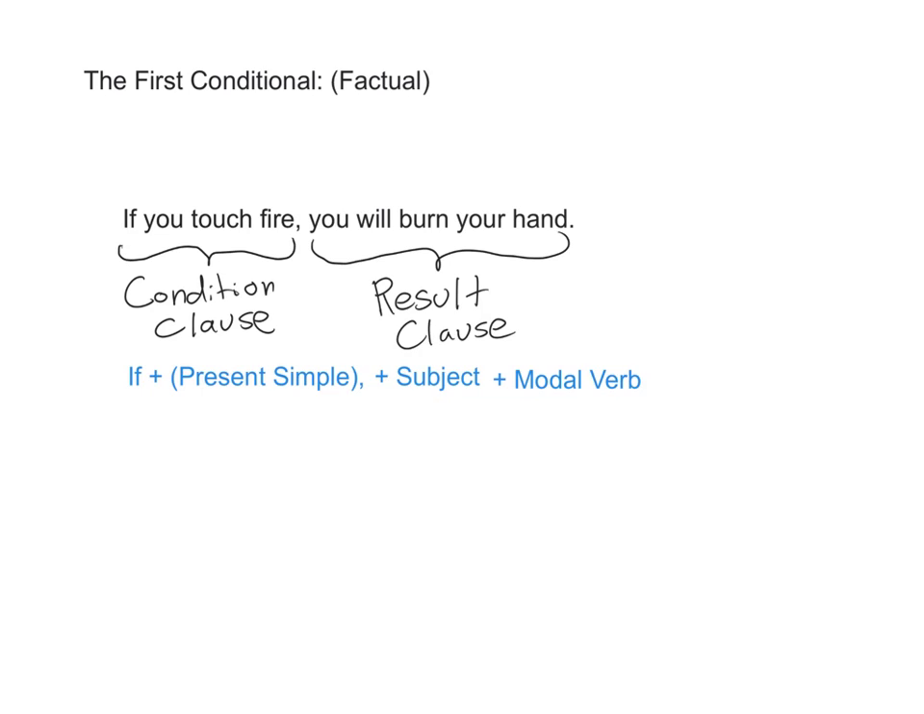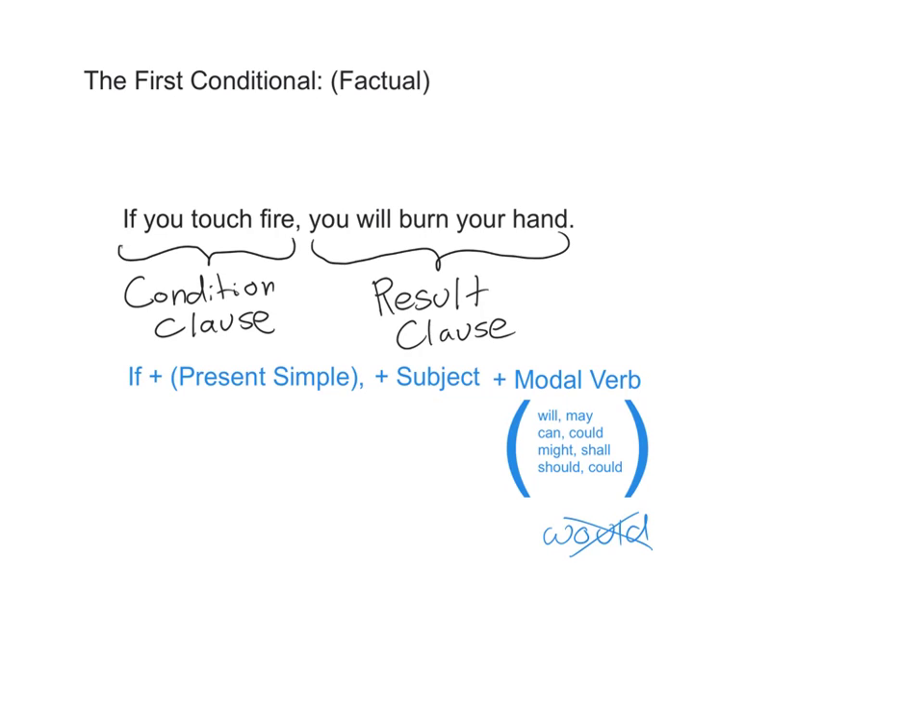Now there's a number of modal verbs in English, but if you're using the first conditional, there are some modal verbs that you can use and some that you cannot use. So will, may, can, could, might, shall, and should, all of these can serve as modal verbs in a first conditional sentence. But it's important to know that would cannot be used in the first conditional.